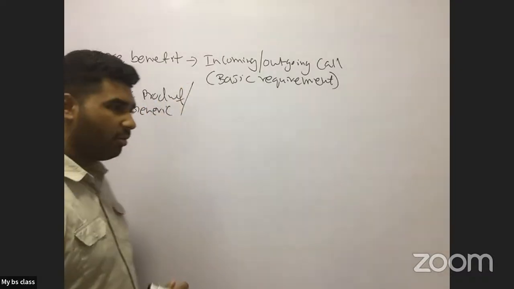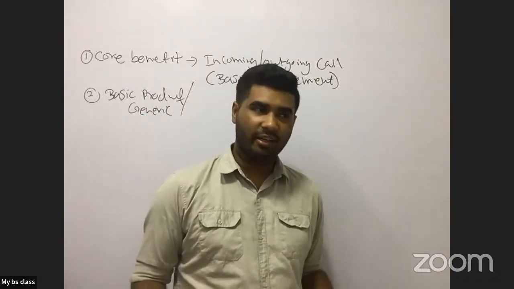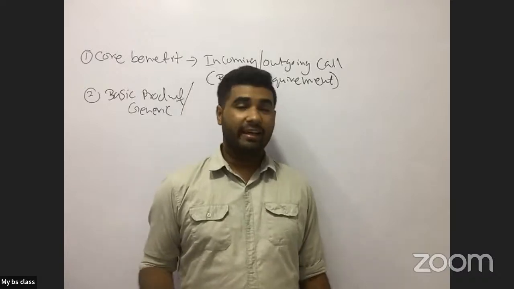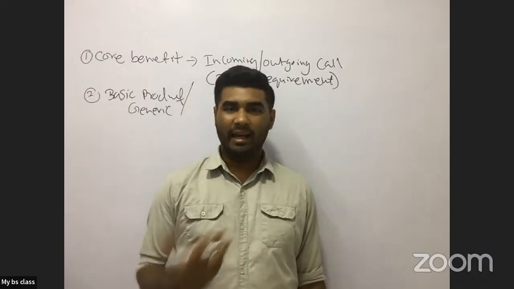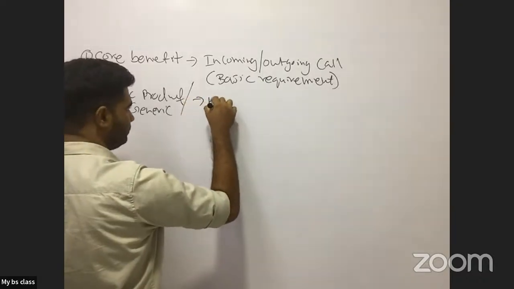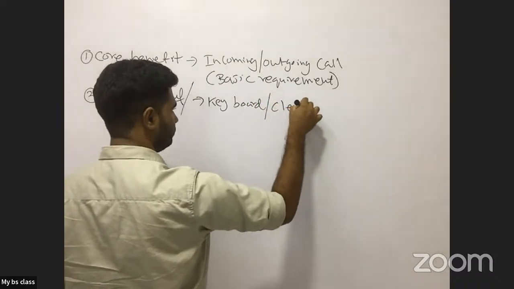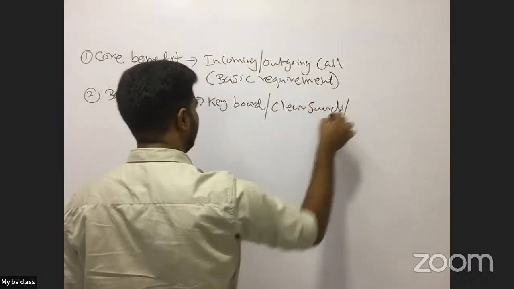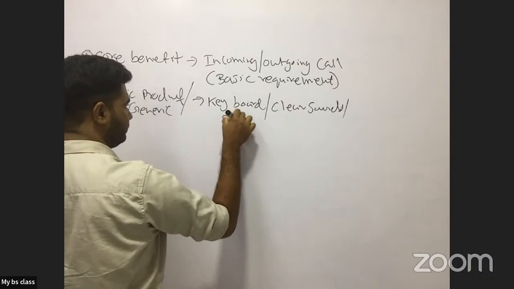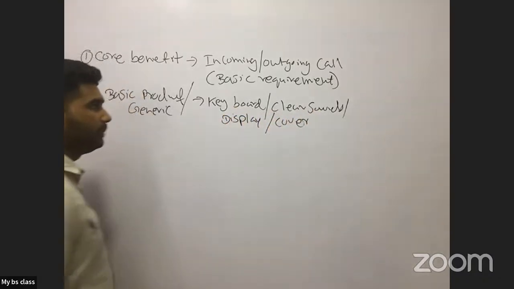The features of this mobile phone, the cover, the battery, the keypads, all of these must work properly. You can say the basic product includes the keyboard, clear sounds, display, cover. Right, so you expect those things.